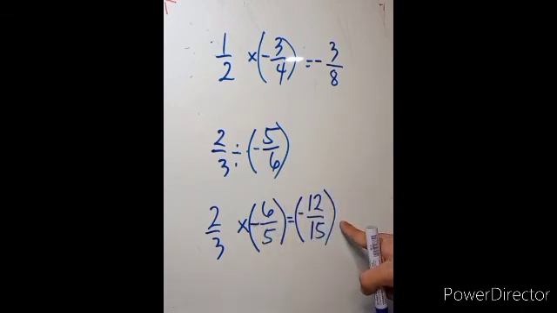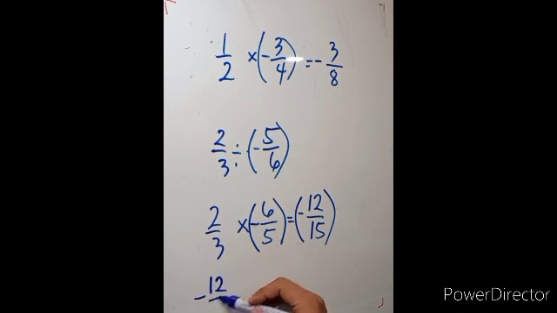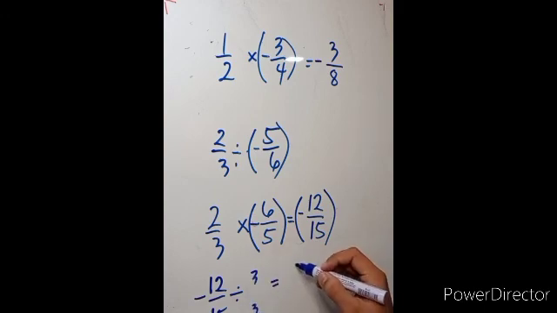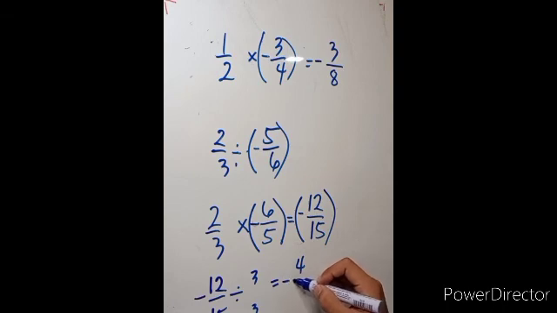Since this is reducible to lowest terms, we will find a number by which both of them can be divided. Since this is 12 and this is 15, they are both divisible by 3. We will now divide both by 3. So, negative 12 over 15 divided by 3. 12 divided by 3 is equal to 4. Again, negative. 15 divided by 3, that is 5. So, the final answer is negative 4 over 5.